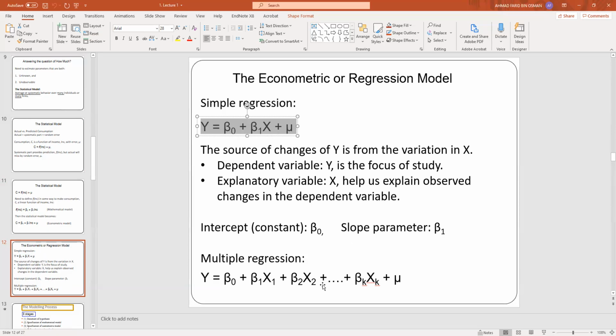So we can add more independent variables, and then we call it a multiple regression model. When we have more than one independent variable, it becomes a multiple regression.